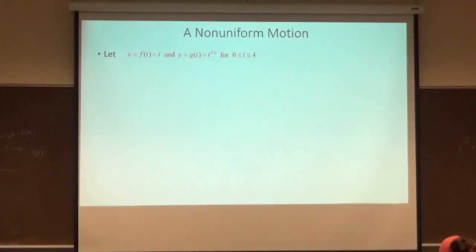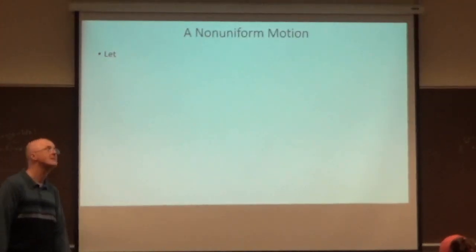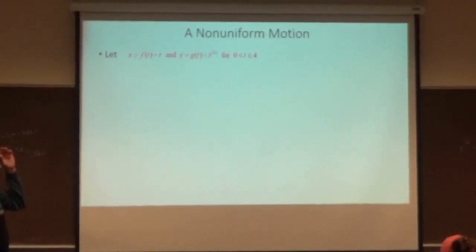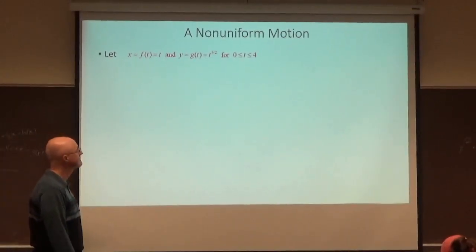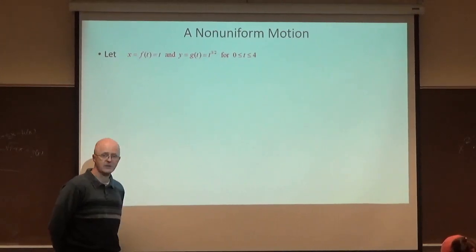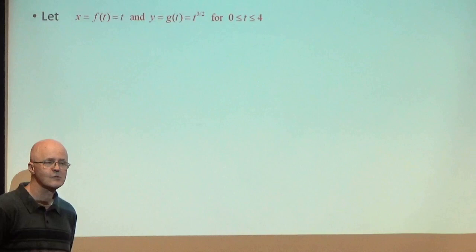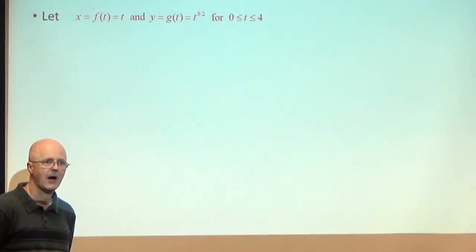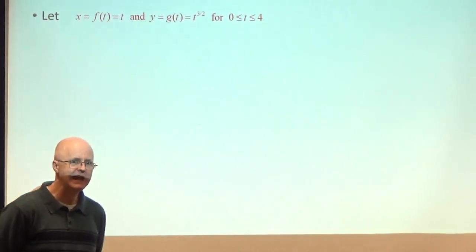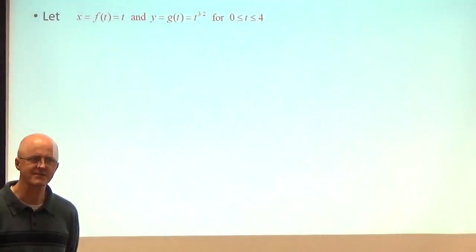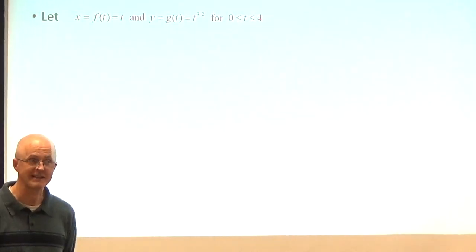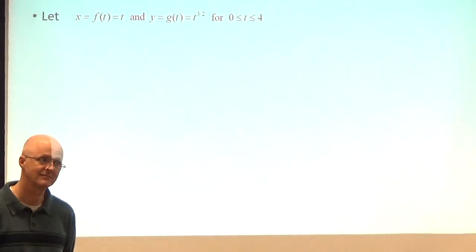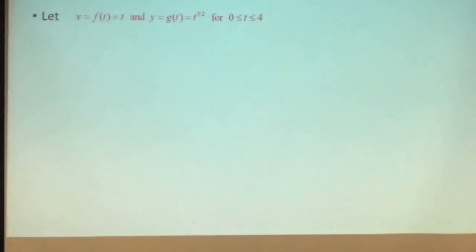Here's a non-uniform motion. Non-uniform meaning non-constant speed. X is f of t is t, and y is g of t is t to the 3/2 for t going between 0 and 4. Why am I doing an example with a 3/2 power? Because it makes the calculation of the distance traveled function possible to do. It's not simple, but it's possible. If I use other exponents, it can sometimes be very difficult to find the distance traveled function. That's my underlying reason for using kind of a strange example.